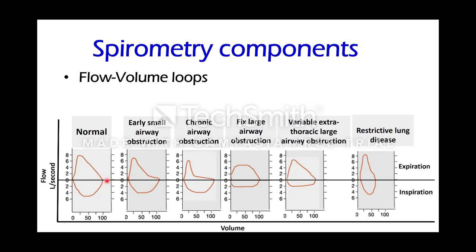In all these shapes, you can see the volume almost remains the same. The volume here is measured from zero to here, from zero to here, and the volume is always okay. Only in restrictive lung disease, both the flow in inspiration and expiration do not change much, but the volume of air inside the lung decreases, so it is restricted or becomes small, and the whole oval shape of the flow volume loop becomes very small.